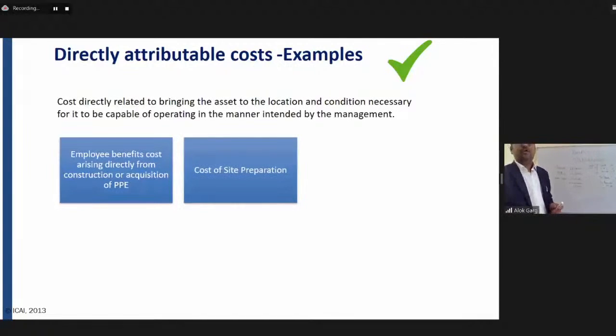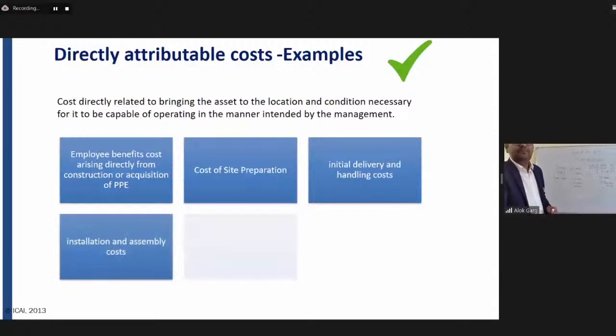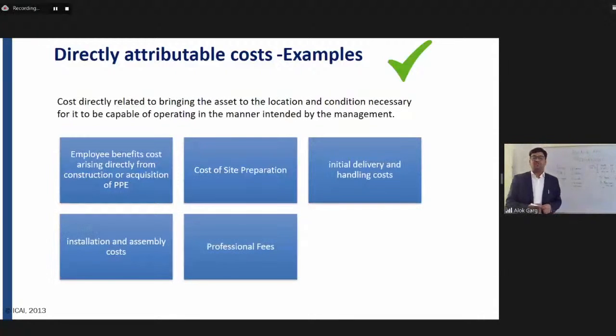Okay. Cost of site preparation. So for example, civil work, excavation, this is known as a cost of site preparation. This is also added to the cost of the asset. Initial delivery and handling cost. So any delivery cost, handling cost, these are also required to be capitalized as a cost of the asset. Installation and assembly cost. So installation cost of the machinery, assembly cost of the machinery, this is also required to be capitalized. This is an example of directly attributable cost.